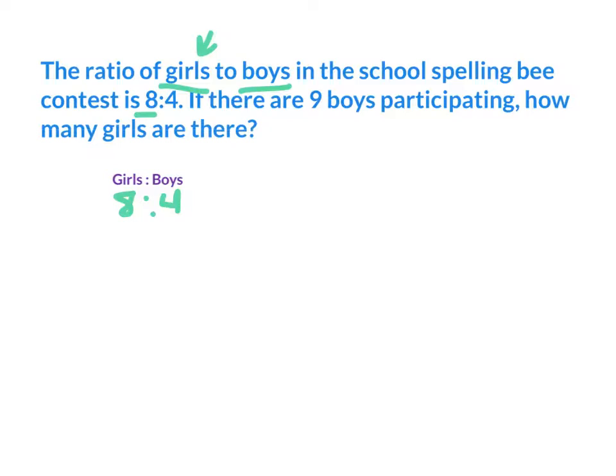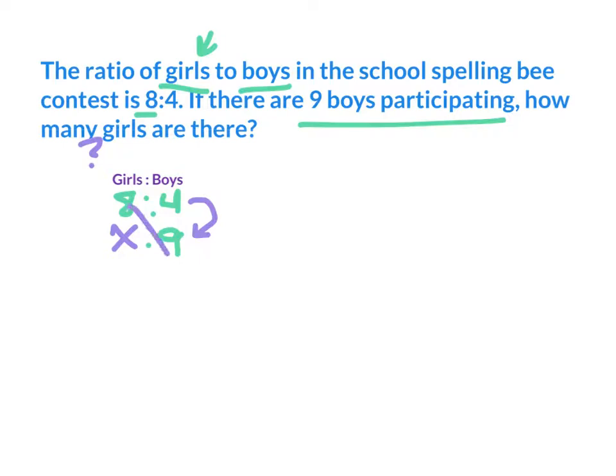Then the question tells us that there are 9 boys participating. So 9 would go under boys. And how many girls is what they're asking, so that's our unknown, so that becomes X. Now the problem here becomes a little bit obvious, because if we were to use our first method, you can't multiply 4 by anything to get 9, or by any whole number at least. So this is where cross multiplication comes in handy.